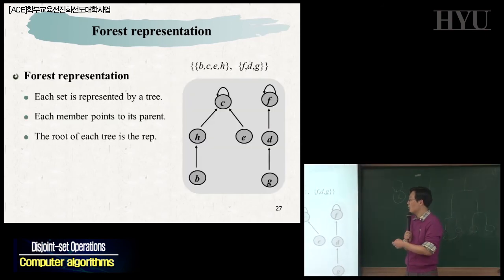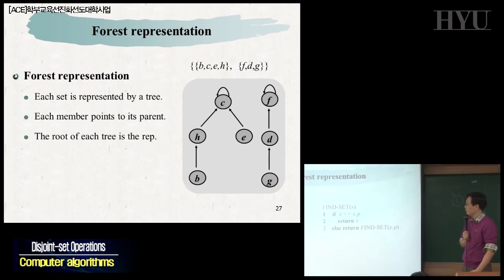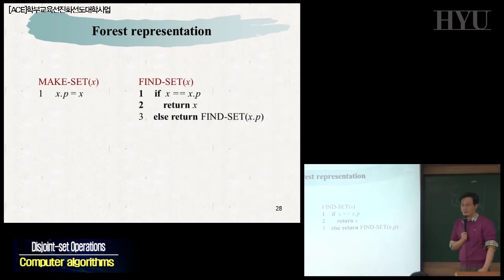And how about the find set operation? I told that the root of the tree is the representative. And this is the pseudocode. How can you do this?